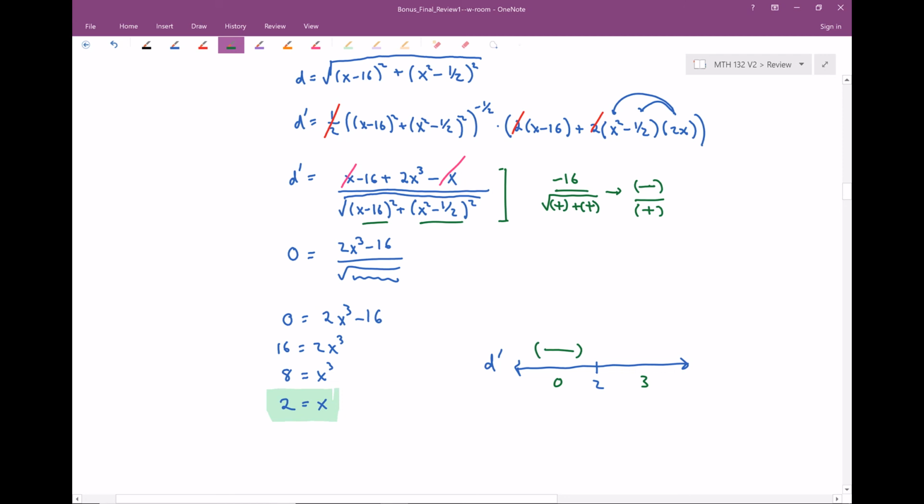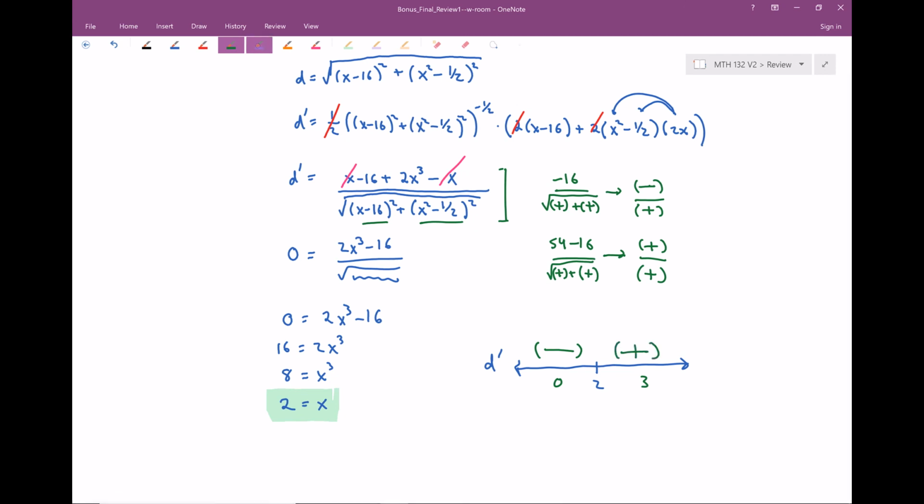How about if I was to plug in something like 3? If I plug in 3, what happens to the numerator? Well, I would have 3 cubed, that'd be 27, times 2, that would be 54. So I'd have 54 minus 16. And again, this is going to be positive in the numerator. And then in the denominator, I'm going to have the square root. If I was to plug in 3, I'd have 3 minus 16, that'd be negative 13. But when I square it, it'll be positive. Plus 3 squared would be 9 minus 1/2. That's going to be positive, and when I square it, it's still going to be positive. So it's going to be positive plus positive. When you take the square root of positive plus positive, it's certainly going to be positive. And so I'm going to have positive in the numerator, positive in the denominator. So at 3, it's going to be positive.